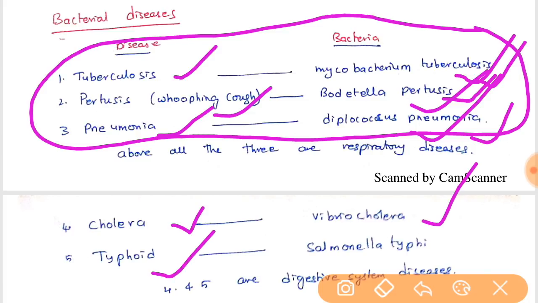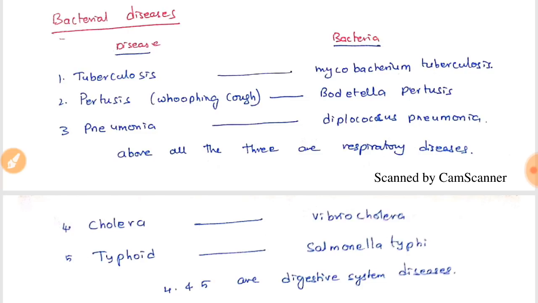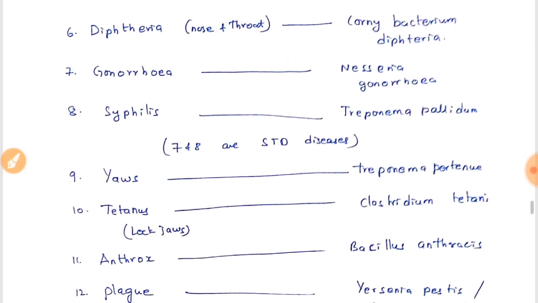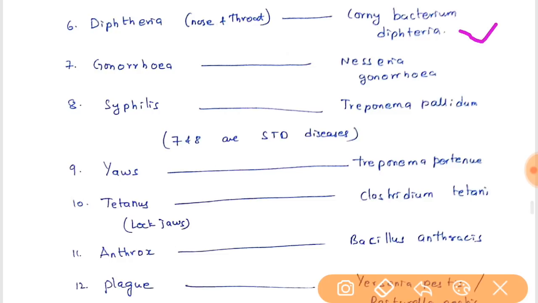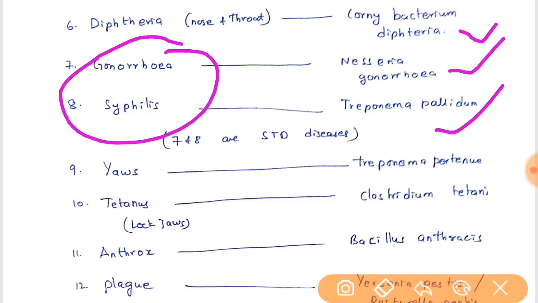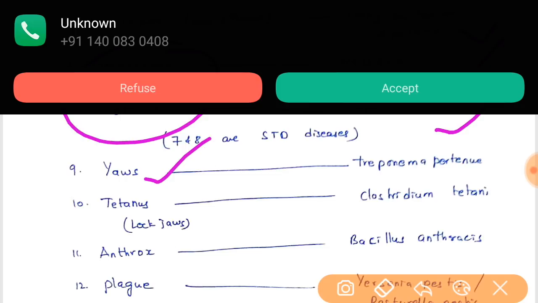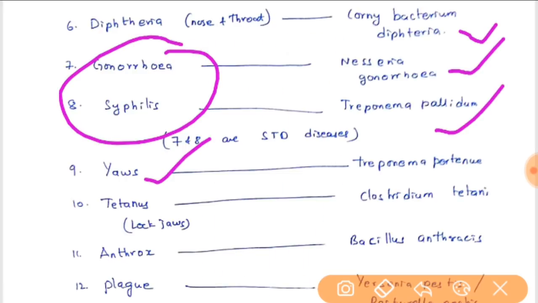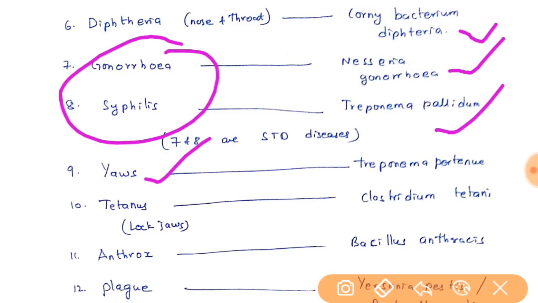Typhoid, this is very important, means typhoid is caused by bacteria, Salmonella typhi. This cholera and typhoid are digestive system diseases, friends. Diphtheria, Corynebacterium diphtheriae. Gonorrhea, Neisseria gonorrhoeae. Syphilis, Treponema pallidum. Okay, friends, gonorrhea and syphilis are STDs, sexually transmitted diseases, friends. Yaws, Treponema pertenue. Okay, friends. Anthrax.